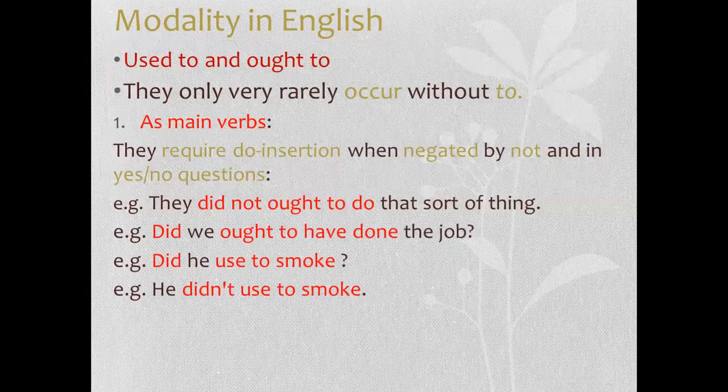And used to and ought to: you can see that they only very rarely occur without to, used to and ought to, as main verbs. They require do-insertion when negated by not and in yes/no questions, in general questions you can say. They did not ought to do that sort of thing. Did we ought to have done this job? Did he used to smoke, or he didn't used to smoke?